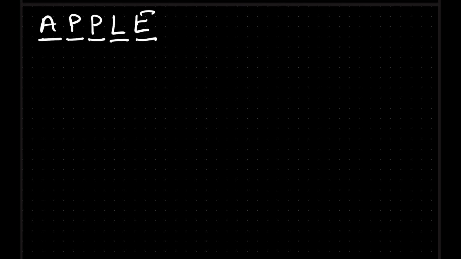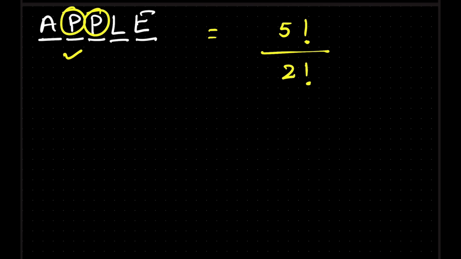Let's take one example. Suppose apple. So you can see 5 letters are there, and suppose you have 5 places, 1 2 3 4 5. So how many different arrangements will be possible? If you know the formula, it is n factorial, so n is here 5, so 5 factorial, but you have to divide here by 2 factorial. Why? Because there you have 2 p's, so 2 are alike, so it is divided by 2.